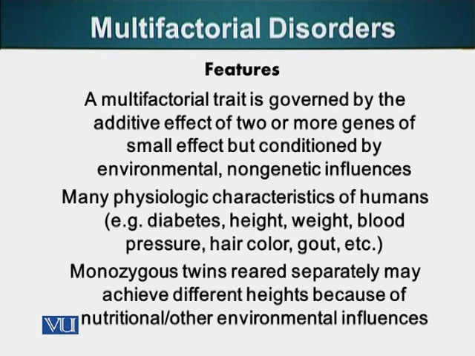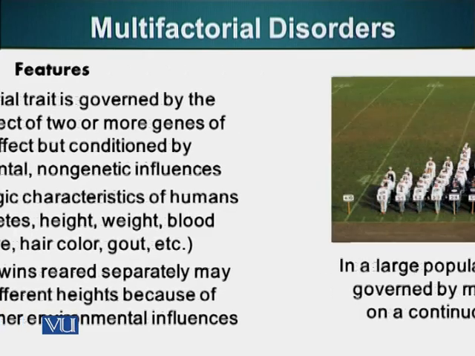Many physiological characters in humans are governed by a multifactorial pattern of inheritance. For example, diabetes, height, weight, blood pressure, hair color, gout, etc. You may have noticed that even monozygous twins, meaning identical twins, some of you may have monozygous or identical twins in your families, even if they are raised separately or they have different eating habits, they may achieve different heights and different weights because of nutrition and other environmental factors.